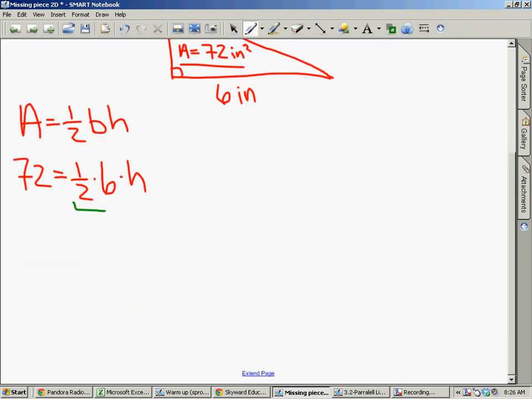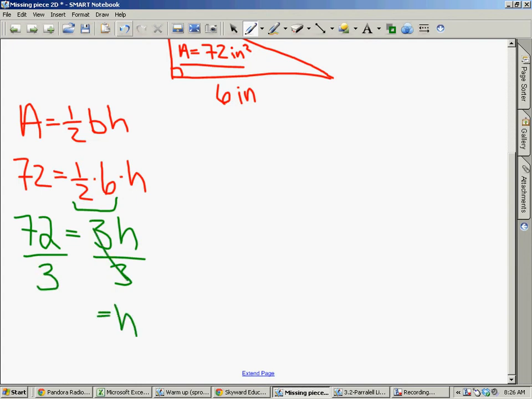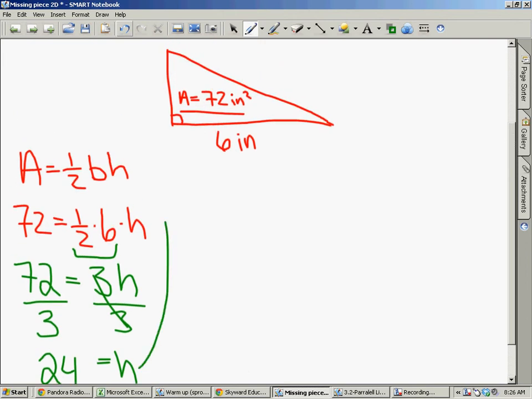So I'm going to combine these terms right here. 1/2 times 6 is 3. Bring everything else down. Whoops, that's 72, sorry. Now if I look between my 3 and my h, I see that they're multiplying. In order to undo multiplication, I just need to divide. 72 divided by 3 will give me 24. Okay. So h stood for height, so that just goes right back up here for the height of your triangle.